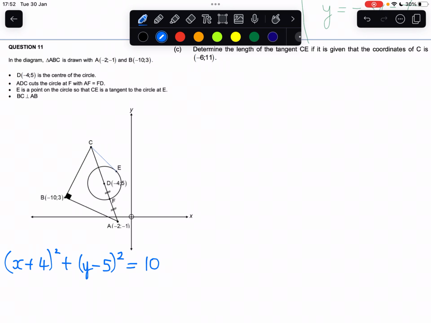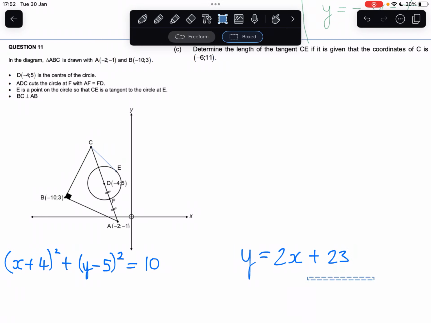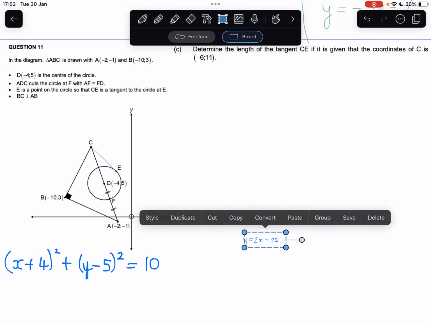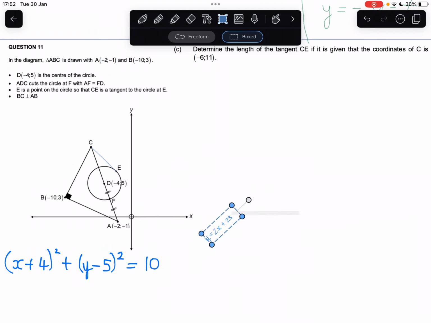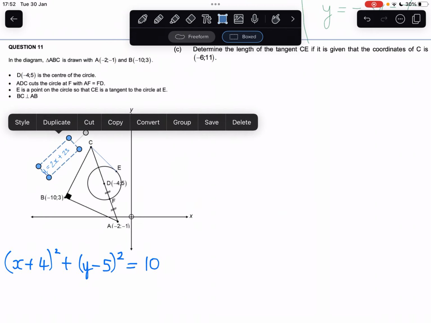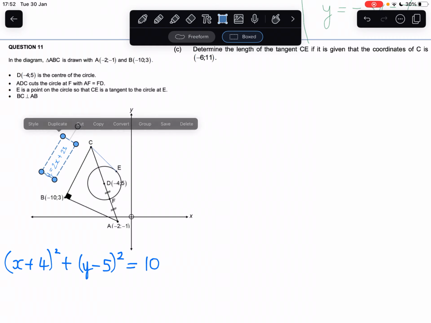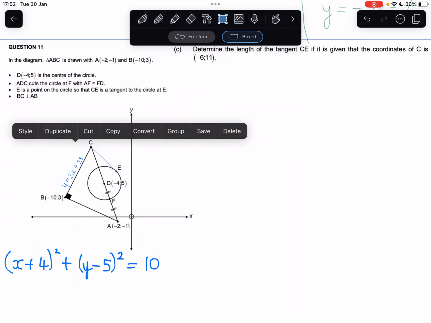So we know the equation of the circle is that. We know that this is y. I could just write this here and then transplant it. Firstly, make it tiny. Secondly, rotate it. Can I rotate this without pressing on things? There we go. Right, so we know the equation of that line.